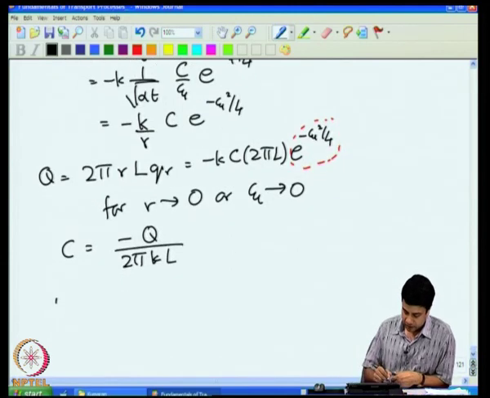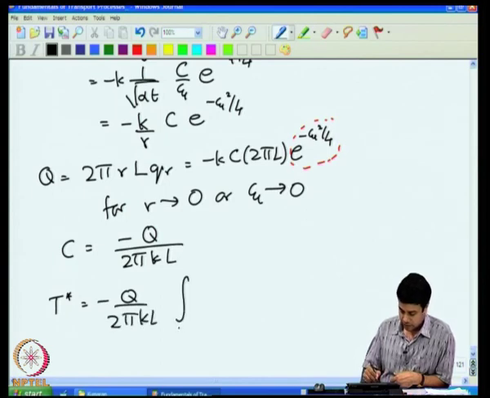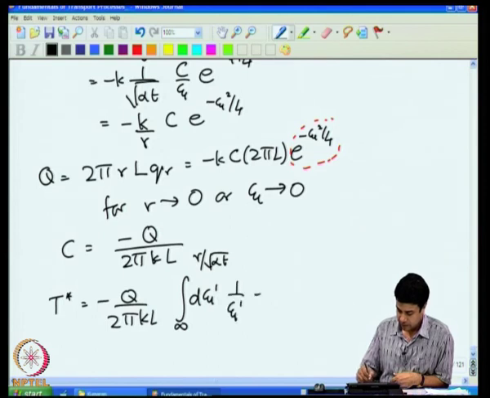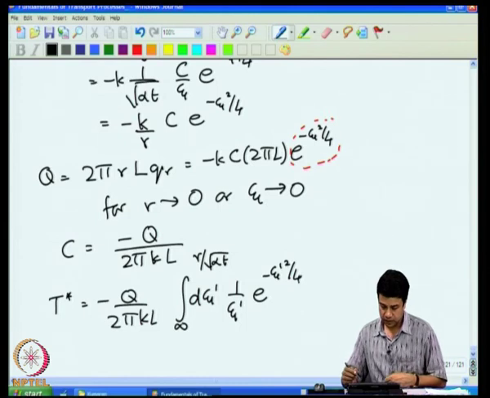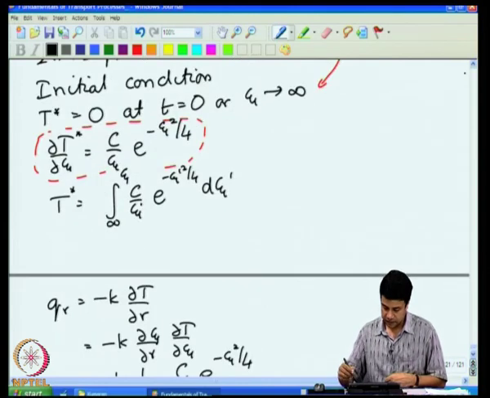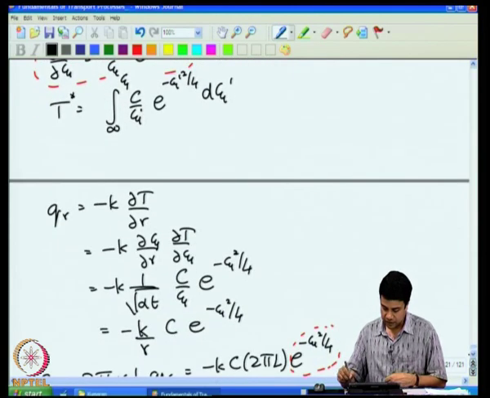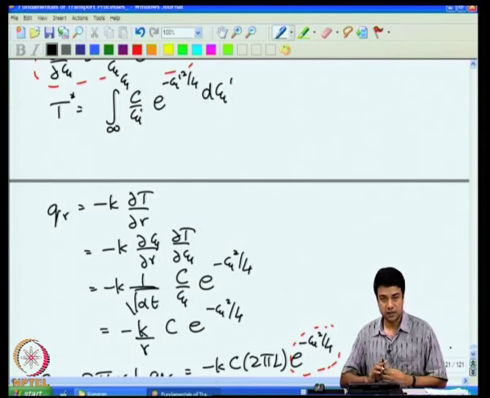And therefore, the temperature field has got to be equal to minus q by 2 pi k L integral from infinity to r by root alpha t d psi prime 1 over psi prime e power minus psi prime square by 4. Okay. Note that the heat flux actually diverges, it goes as 1 over r as r goes to 0, okay, as we had expected.